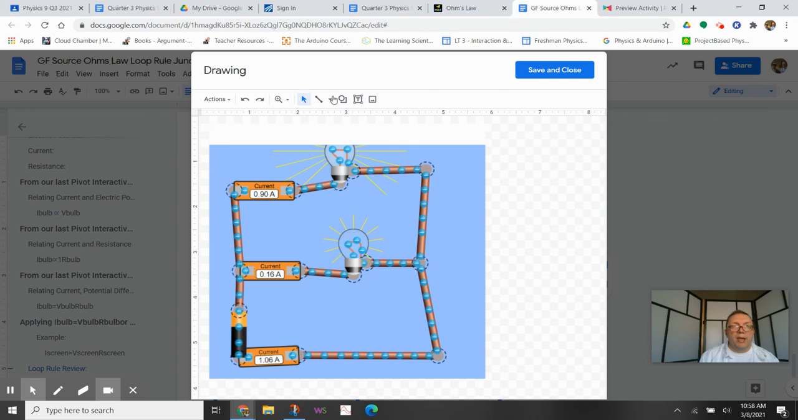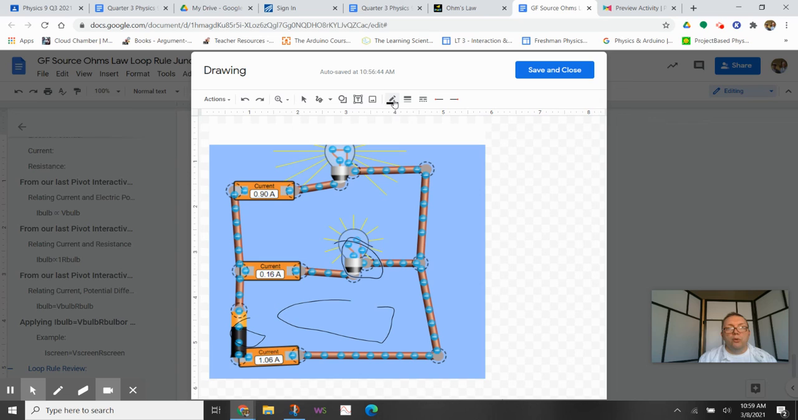So now if we're looking at this part and we're going to try to take a look at the loops, we have 2 different loops. We have this loop where the total in this loop would be 0. We have plus 9 here and minus 9 here. So it'd be plus 9 for the battery, minus 9 for this bulb.